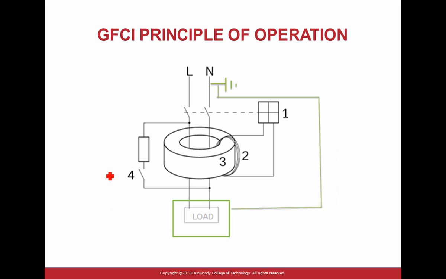And you know how GFCI works. It tests the current that's coming in versus the current that's going out, and if there is a difference within 5 to 6 milliamps, it measures it, and it has a brain that sends the signal right here to these little contacts, and it opens them and interrupts the circuit. Why 6 milliamps? Because that's the threshold that can kill. After that one, it could be lethal.